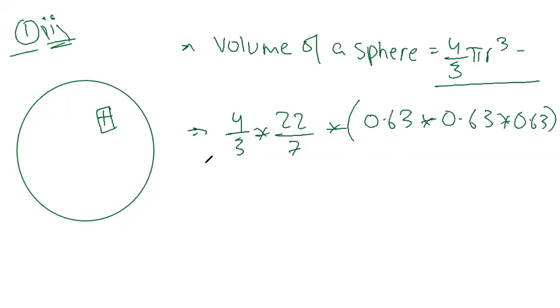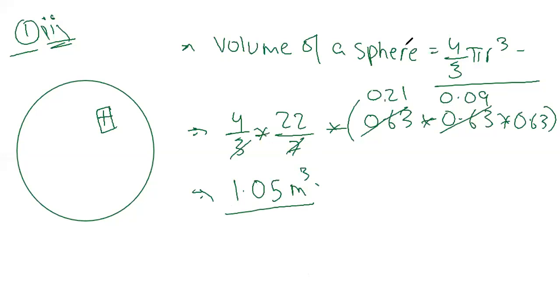So by solving this whole monster, we get that 3 × 0.21s are 0.63 and 7 × 0.09s are 0.63, and when we solve the sum of products we get 1.05 meter cube. So we are finding the volume of a sphere. Volume's unit is any unit with a cube at the top, so do not forget the units, and we have found out the answer. So we move on to our next question.